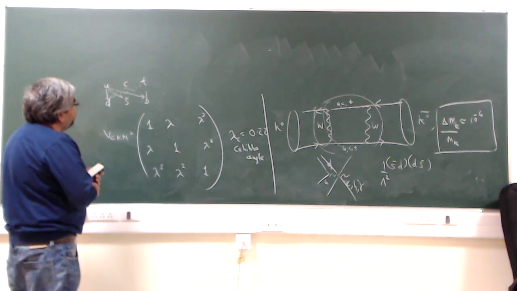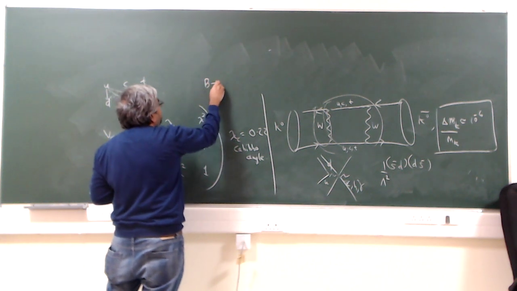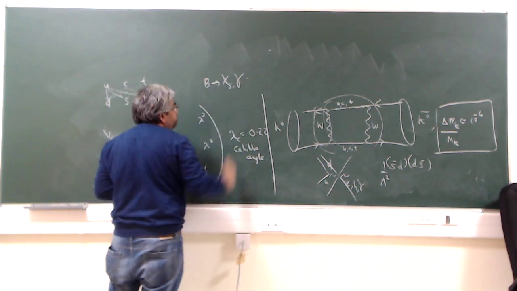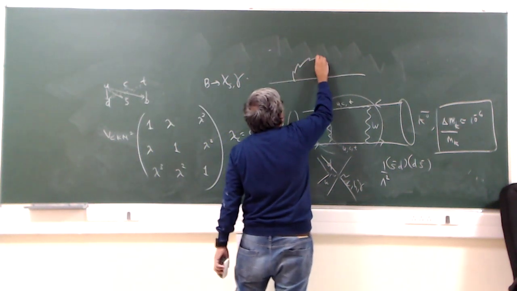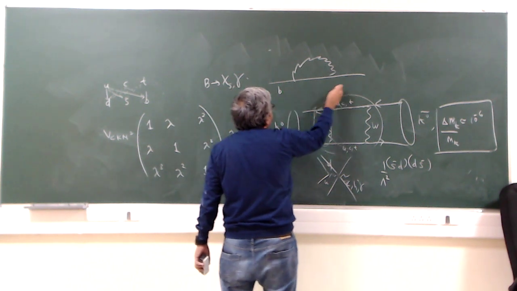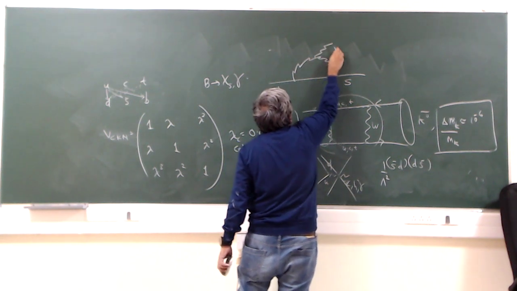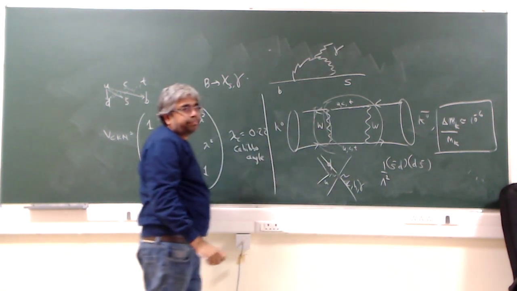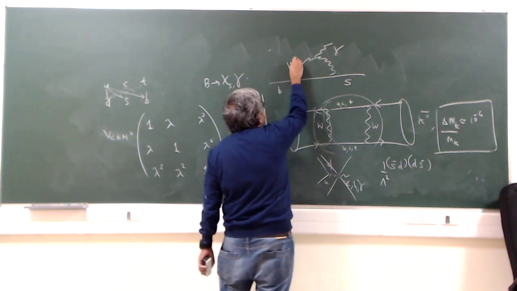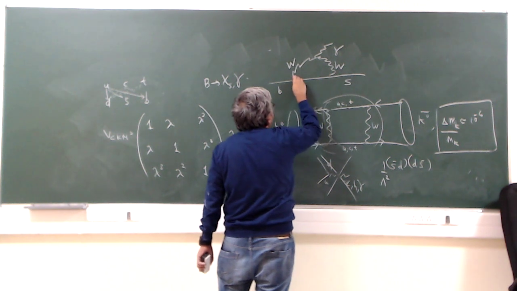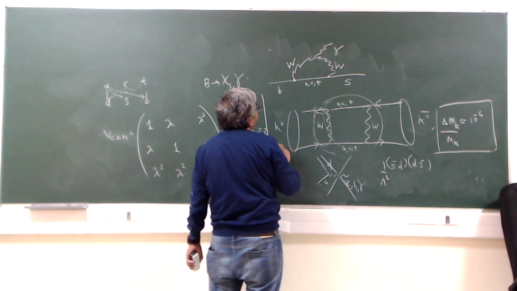Then, similarly, you have B physics constraints, say B to s gamma. The B meson again changes flavor to the S meson and then generates a photon. Again this is a W. On the face of it, it looks like a flavor changing neutral current, but it's not a flavor changing neutral current, as we have discussed.